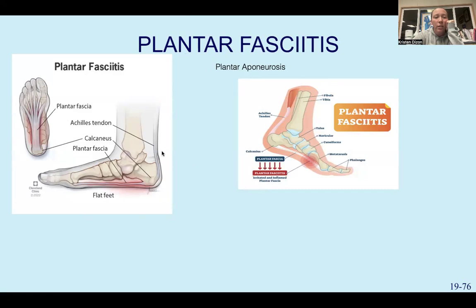The plantar fascia runs from your calcaneus all the way across your foot and attaches at the distal end. So because your plantar fascia is going across your whole foot, when you step down, it's stretching it out more. And you can see this is a flat foot, so it's really straight. Versus in this picture, they have an arch and it's not pulling as much on that plantar fascia.